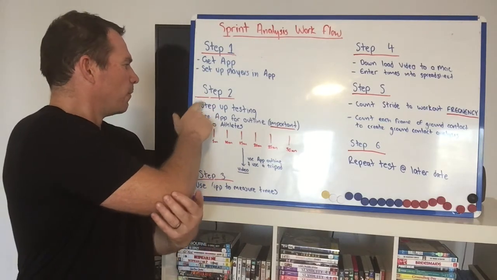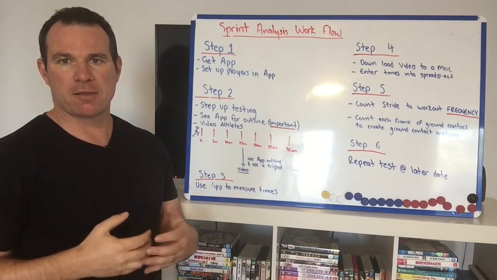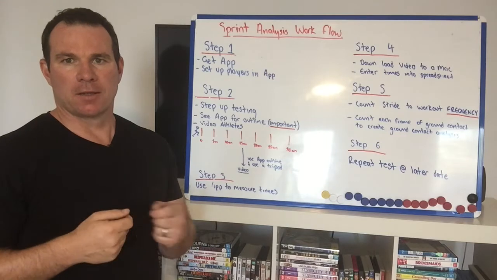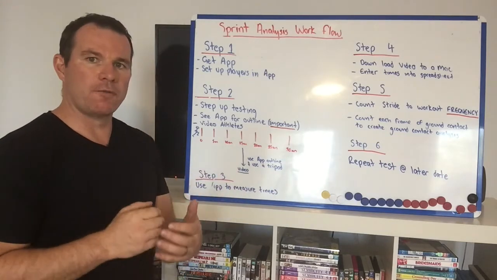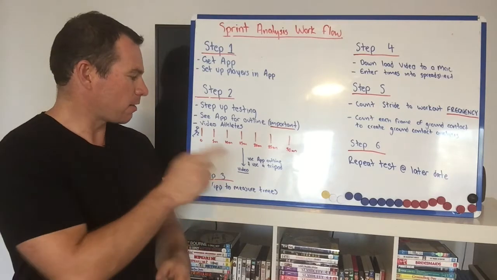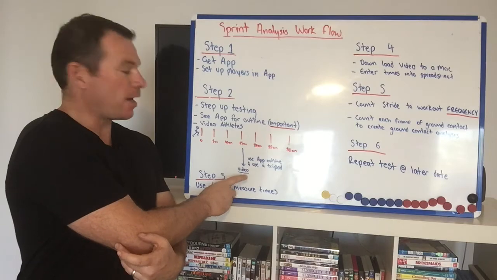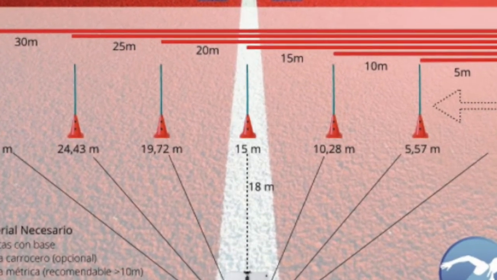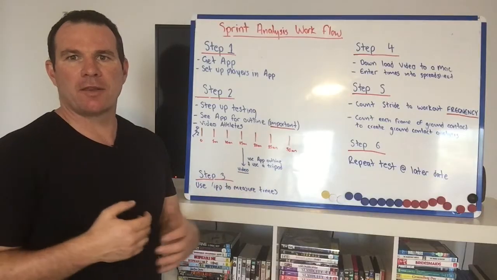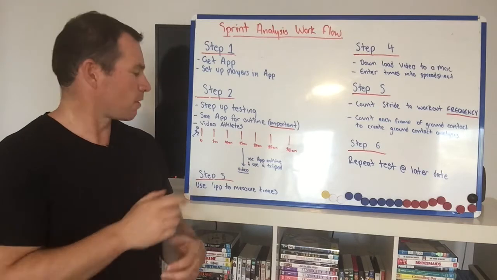So step 2, set up the testing area. Now it's really important that you get this correct. Use the app's information to work out the distances. The reason why you really have to get it quite accurate is the following. When you have the video camera, it will be set up here, about 18 meters away from the 15 meter mark. Now within the app, we're actually measuring 30 meters, so from 0 to 30 meters is what it measures.